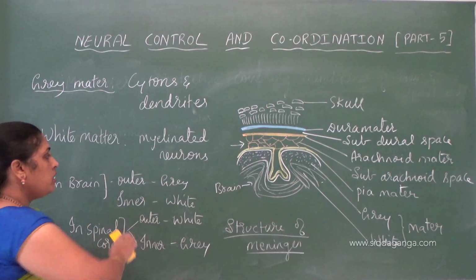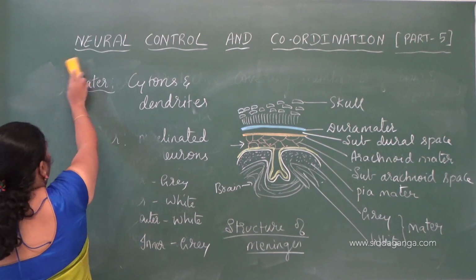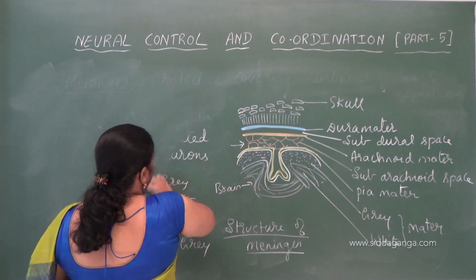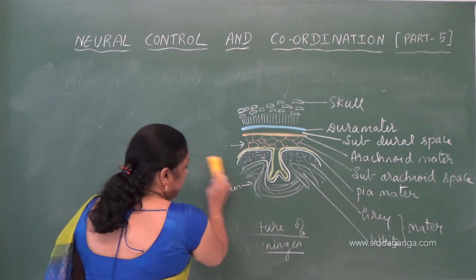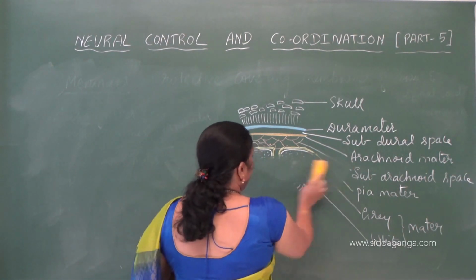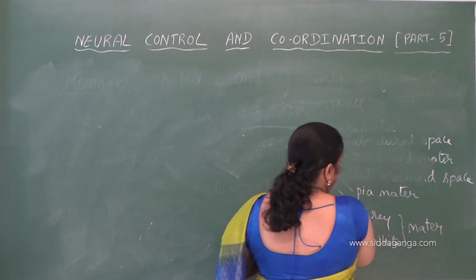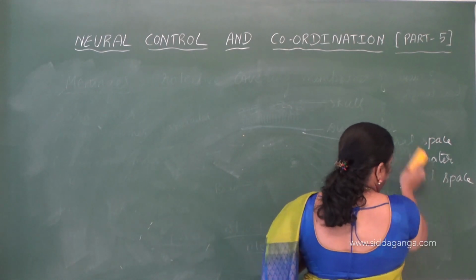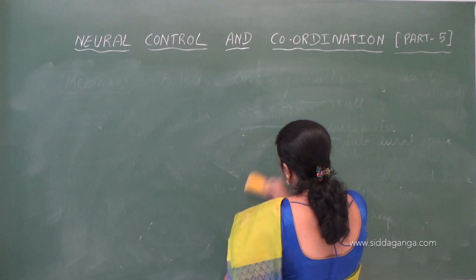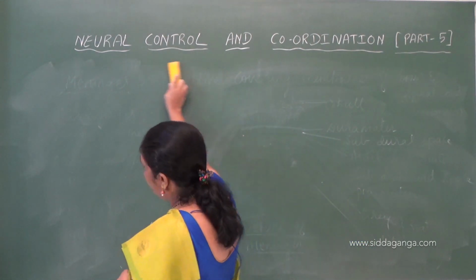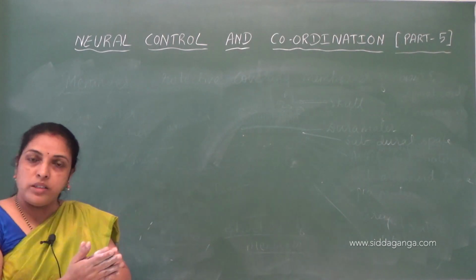This is about the grey and white matter, and also we discussed meninges and how they protect the brain and spinal cord. So here in meninges, what you should remember is that they may ask what are meninges, and to mention the different types of meninges. Meninges are protective coverings of the brain and spinal cord. We have three types of meninges: dura mater, arachnoid mater and pia mater.